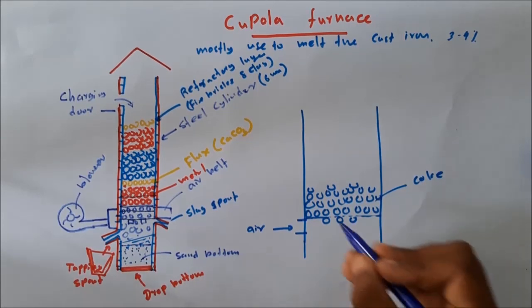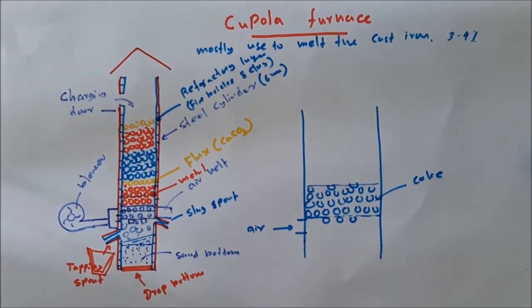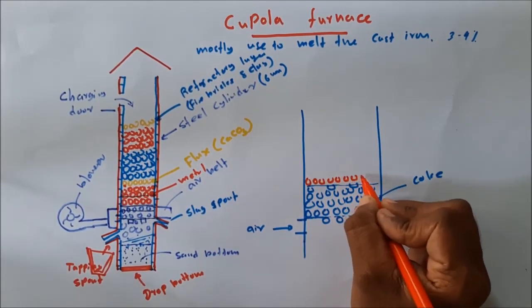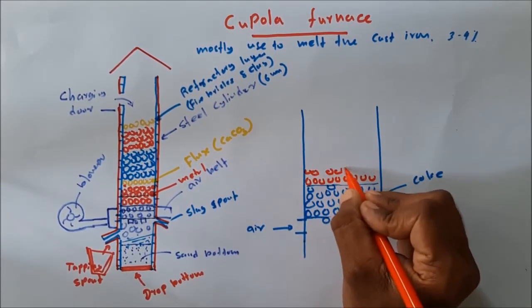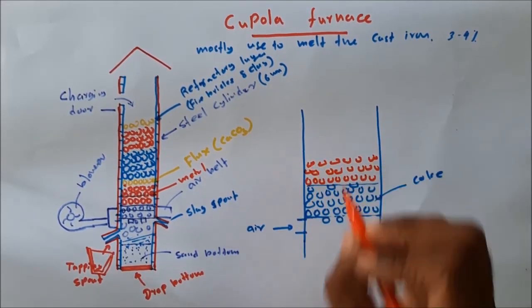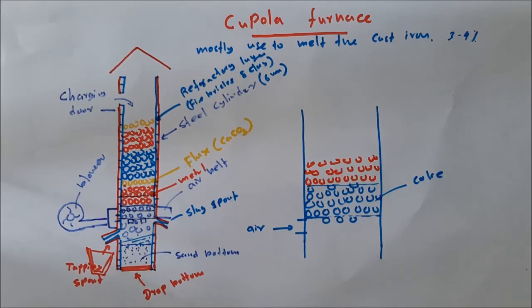Yeah, inlet. Then this is the coke region. Then the next metal region. Okay. The next flux.